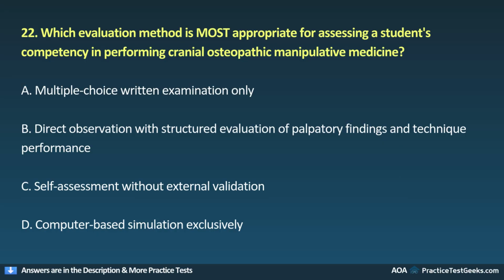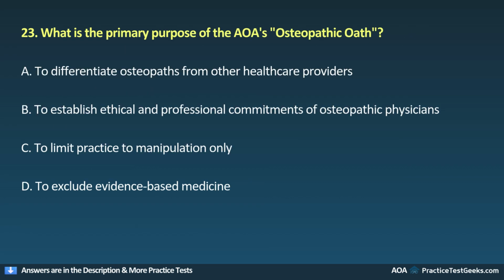22. Which evaluation method is most appropriate for assessing a student's competency in performing cranial osteopathic manipulative medicine? A. Multiple choice written examination only. B. Direct observation with structured evaluation of palpatory findings and technique performance. C. Self-assessment without external validation. D. Computer-based simulation exclusively.